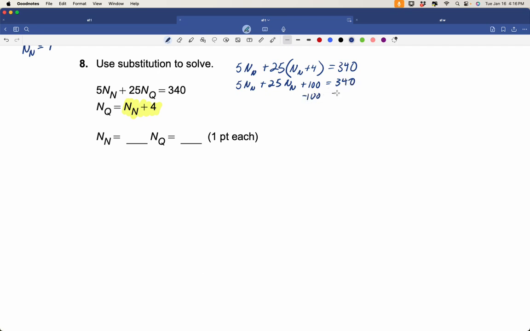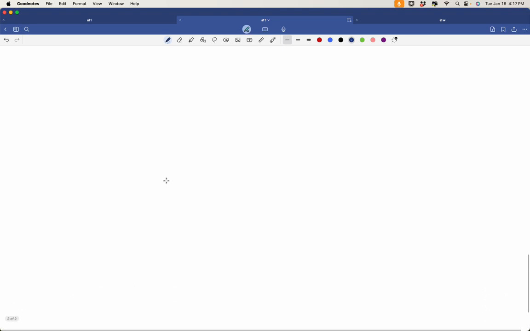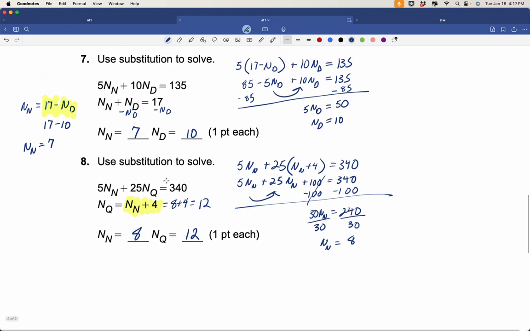Subtract 100 from both sides. Combine like terms. We get 30 NN is equal to 240. When I divide both sides by 30, NN is equal to 8. Well, if I substitute that back in here, then NN plus 4 is 8 plus 4, which equals 12, which is the value of NQ. And that's all we had for Tuesday. So we did Tuesday's work in all of 10 minutes.